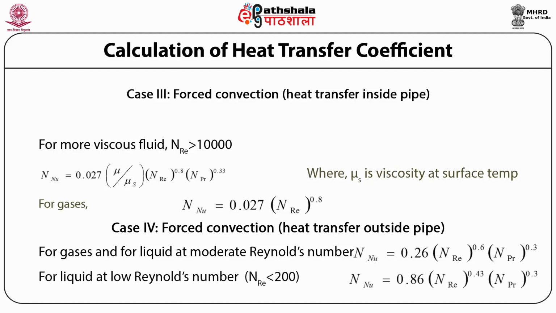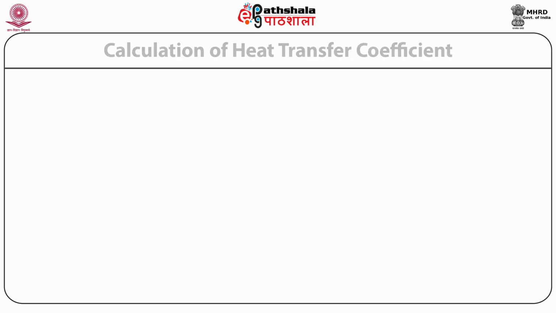Now if the Reynolds number is less, that is Reynolds number less than 200, in that case the Nusselt number will be equal to 0.86 into Reynolds number to the power 0.43 into Prandtl number to the power 0.3.